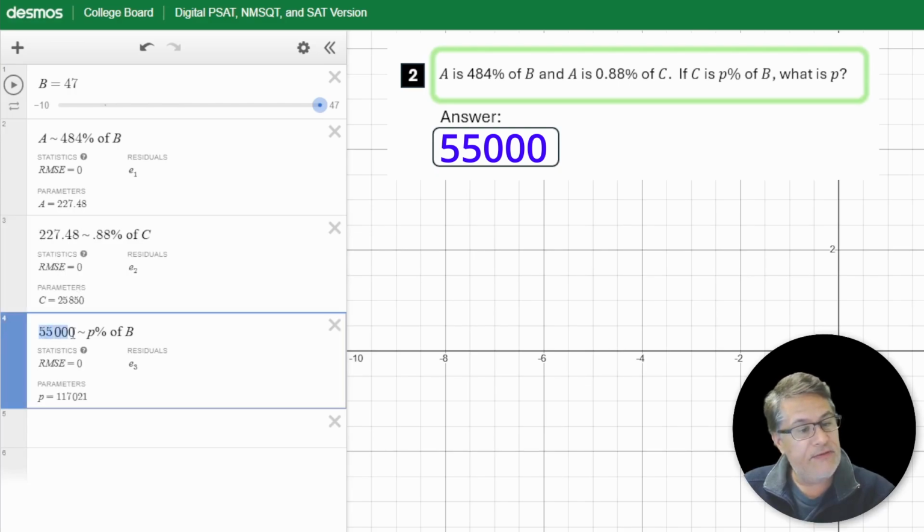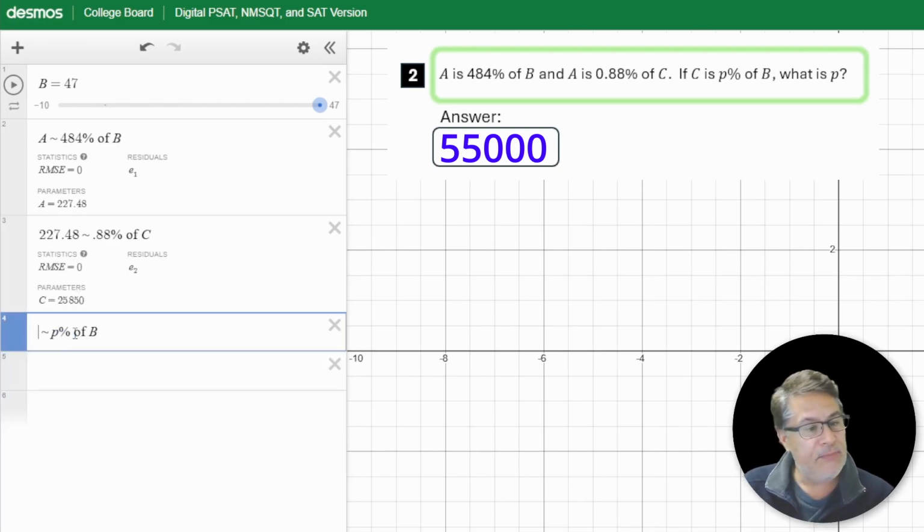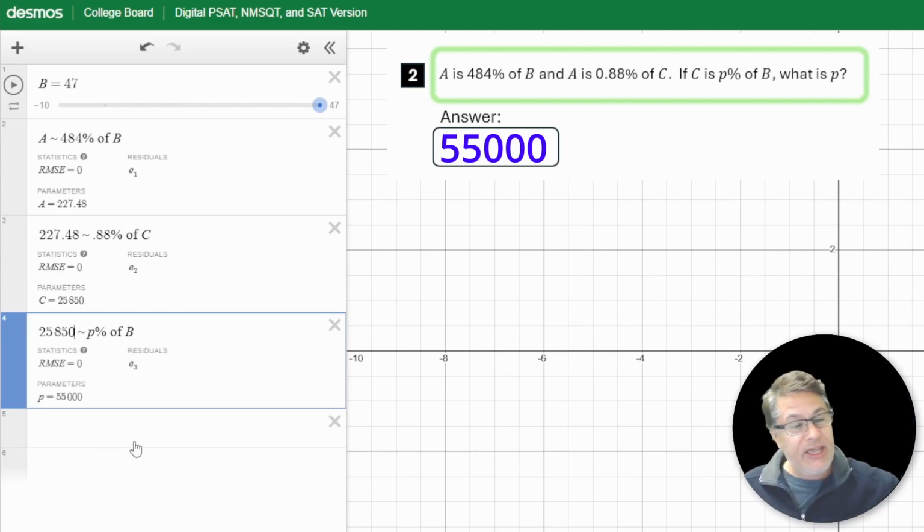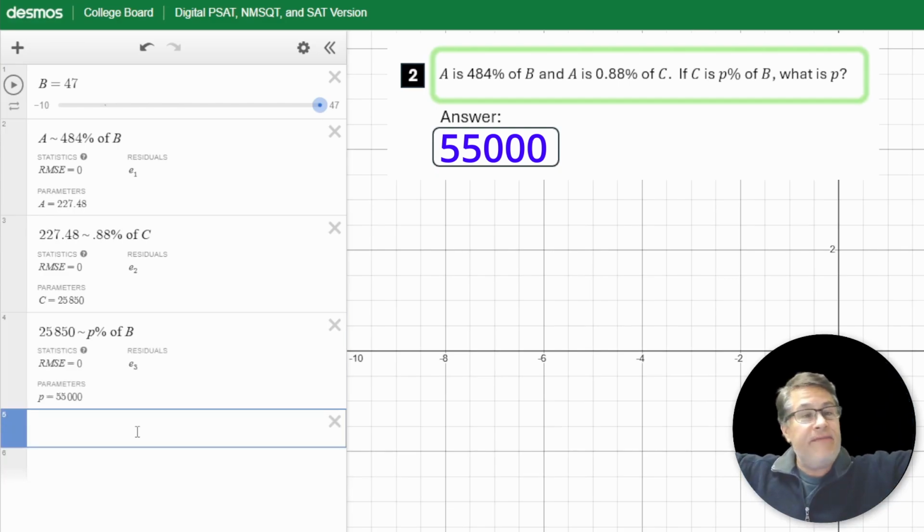What am I going to do with this 55,000? I'm going to delete it and replace it with the new value of C, 25,850. Pop it back in. Kapow! Look at that. P is 55,000, guys. It doesn't change. This is what I mean about a free variable. You can let that B equal whatever you want.